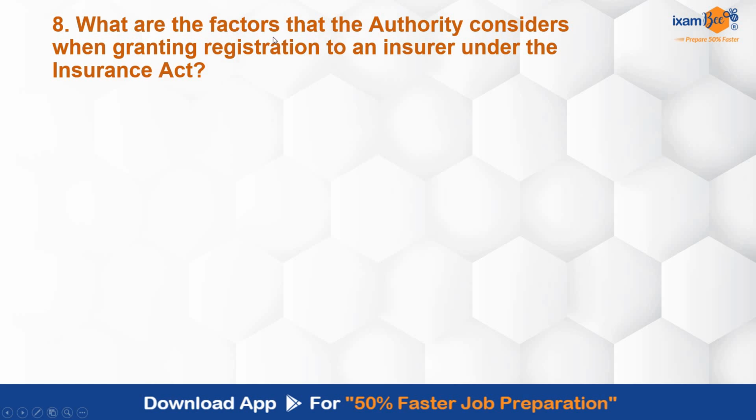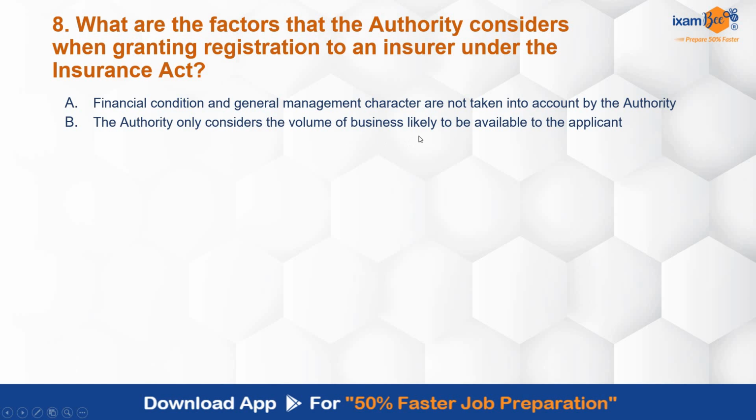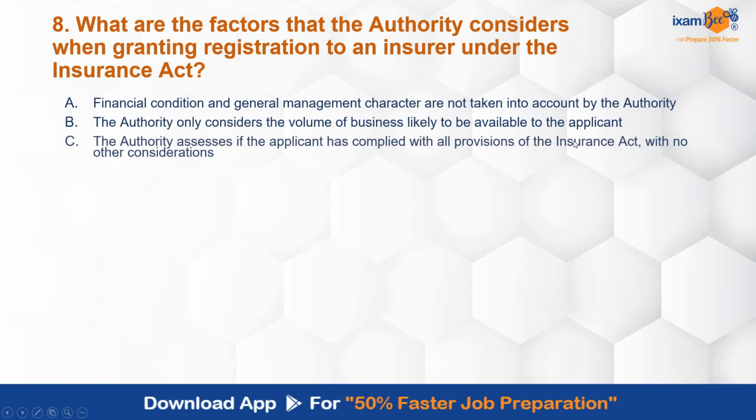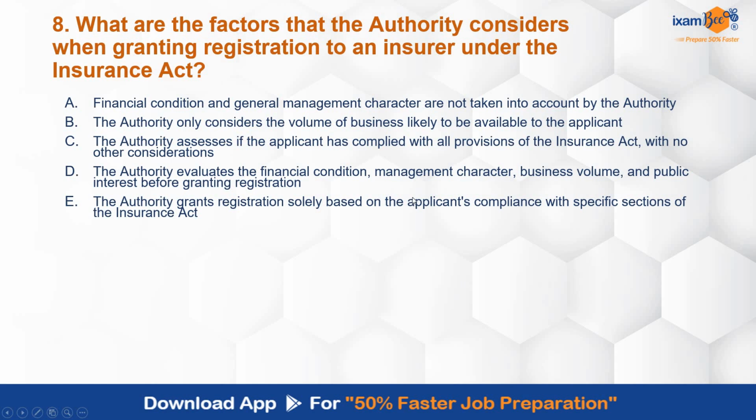What are the factors that the authority considers when granting registration to an insurer under the Insurance Act? Financial condition, general management character are not taken into account by the authority. Please don't miss this word "not" over here. Authority only considers volume of business likely to be available to the applicant. Authority assesses if the applicant has complied with all provisions of Insurance Act with no other considerations. Authority evaluates the financial condition, management character, business volume, and public interest before granting registration. Authority grants registration solely based on the applicant's compliance with specific sections of Insurance Act.